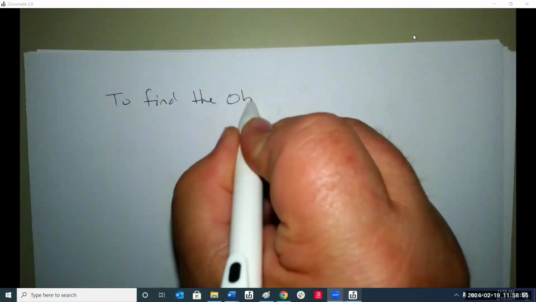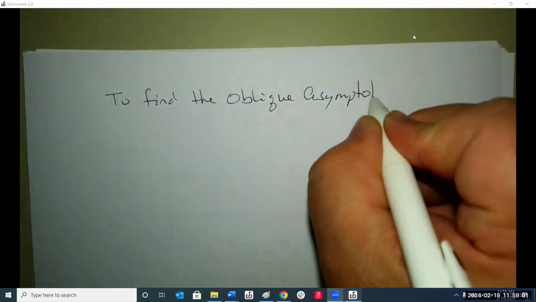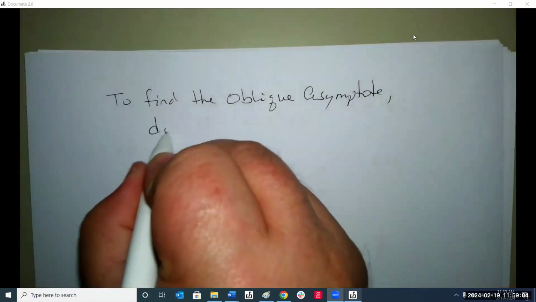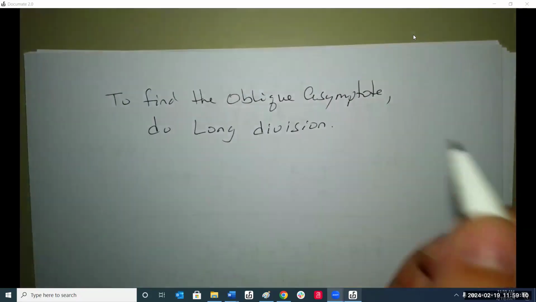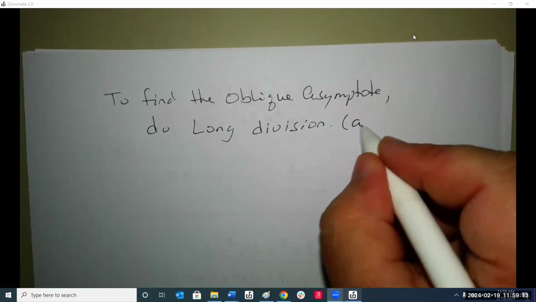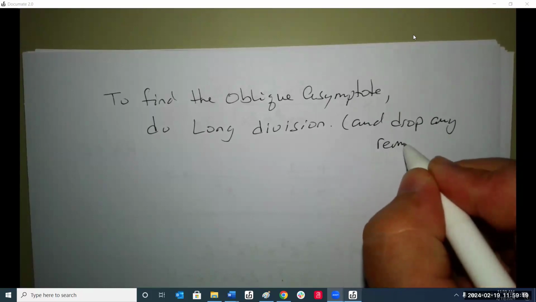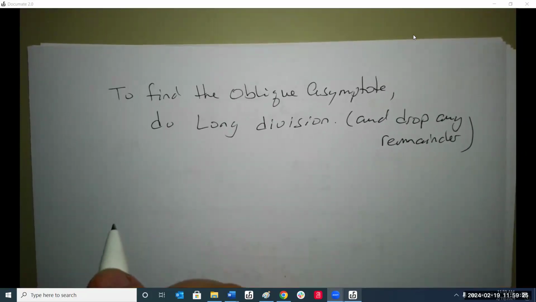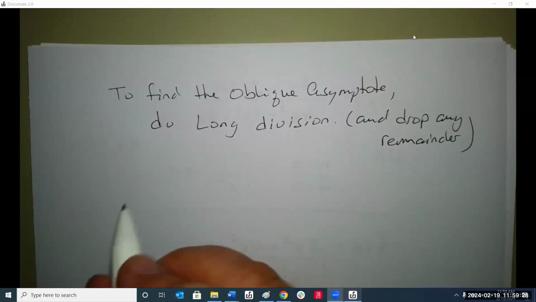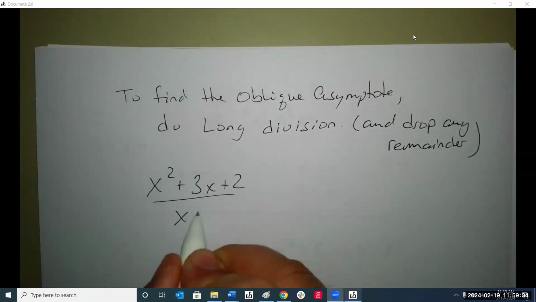To find the oblique asymptote, do long division and drop any remainder. So we have x squared plus 3x plus 2 divided by x plus 1.